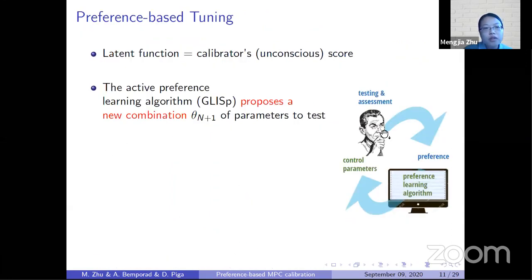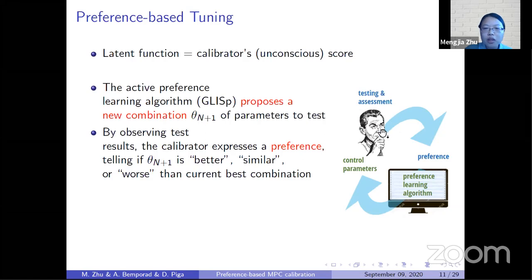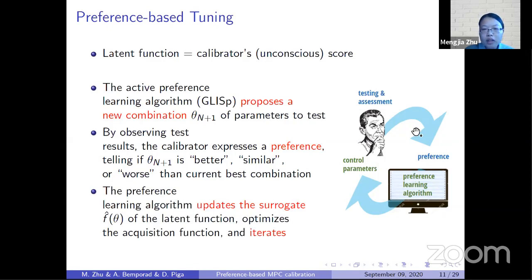So here is a summary of the main procedures for the preference-based tuning. In this case, the latent function is the calibrator's conscious or unconscious score function in the mind. The active preference learning algorithm GLISP proposes a new combination theta n plus 1 of the parameters to test. By observing the test result, the calibrator expresses a preference telling if theta n plus 1 is better, similar, or worse than the current best combination. Then the preference learning algorithm updates the surrogate of the latent function, optimizes the acquisition, and iterates. The procedure repeats until the maximum number of experiments allowed is reached.